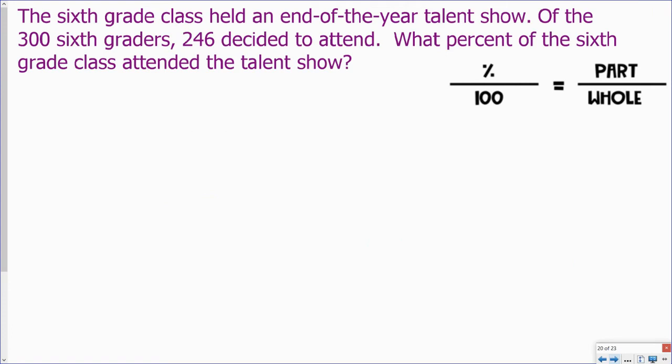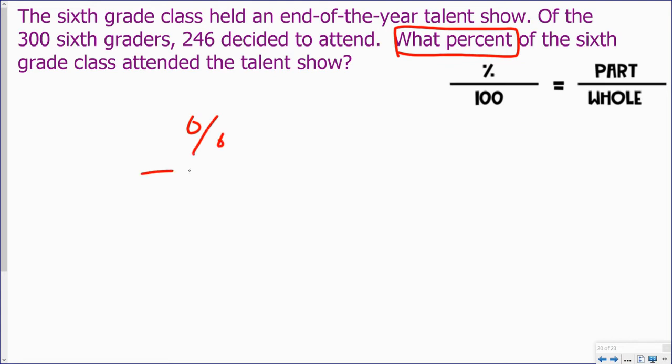So now I have more of a story problem that I need to take a look at. It says the sixth grade class held an end of the year talent show. Of the 300 sixth graders, 246 decided to attend. What percent of the sixth grade class attended the talent show? So again, my question says, what percent? So again, I'm looking for the percent.